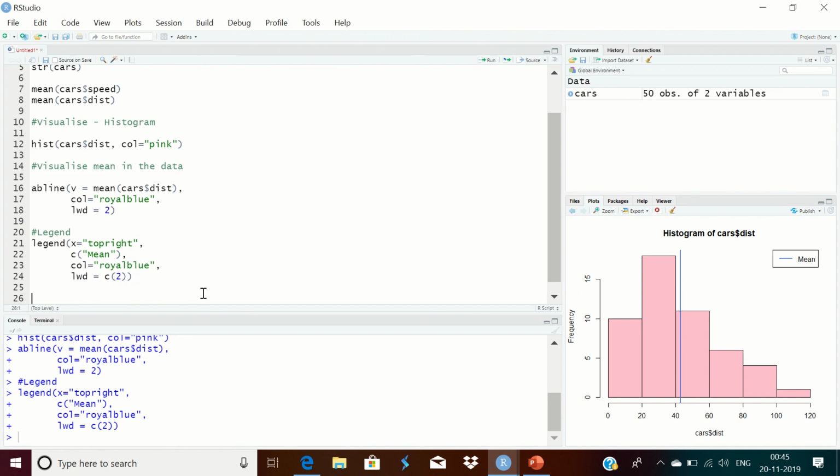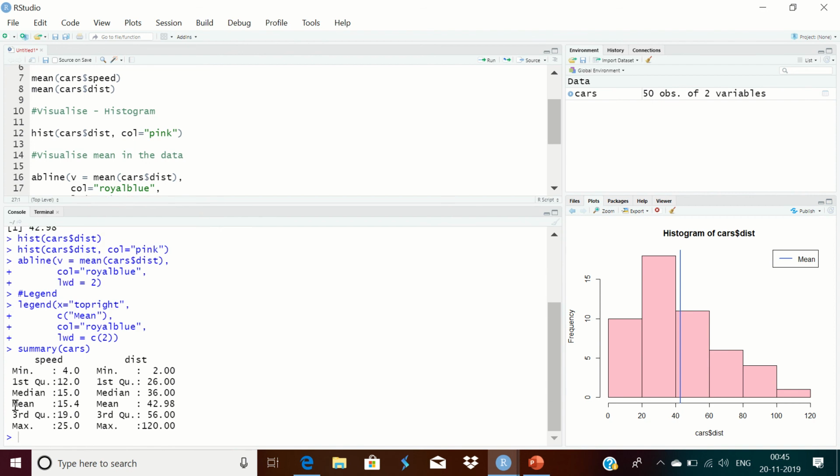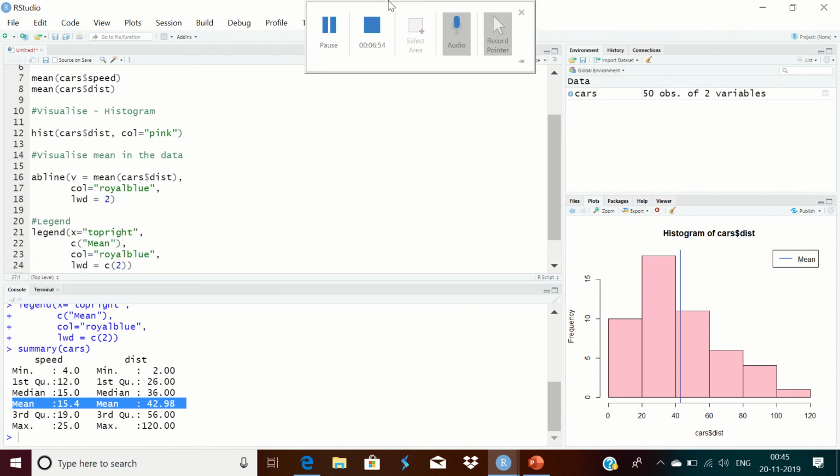There's another way to get your mean using the summary function, where along with your other measures, this also shows up. So if I just do summary cars, this is actually going to give me my mean here as well. It also has other values, but that's for another day. So this is another, easier way of getting your mean, right? So this is all I have for you today.